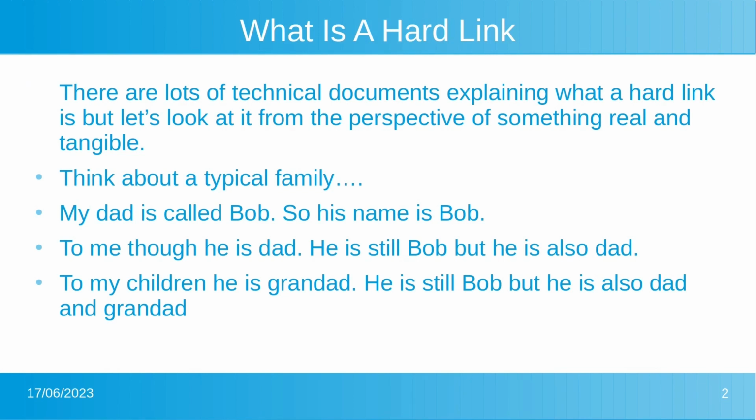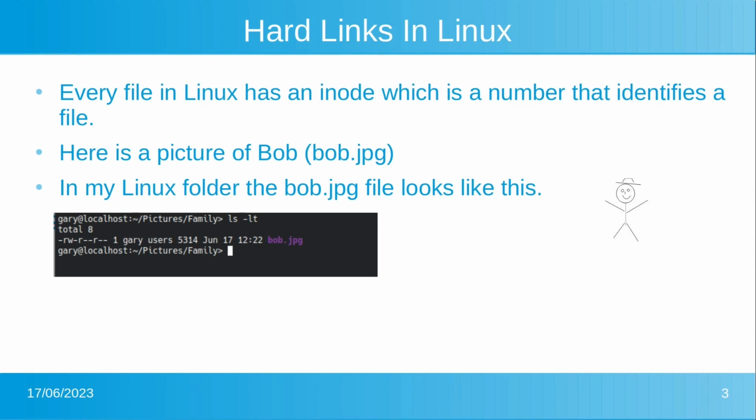Even though he's my dad, he still has the same passport number and he's still Bob. And to my children, he is Granddad. He's still Bob, he still has the same passport number, but he's also Dad and he's also Granddad. So there's a hard link between the three things there. He's a Granddad, he's a Dad, and he's Bob. Every file in Linux has an inode, so you can consider that to be the same as your passport number. It's an identity that identifies a file.